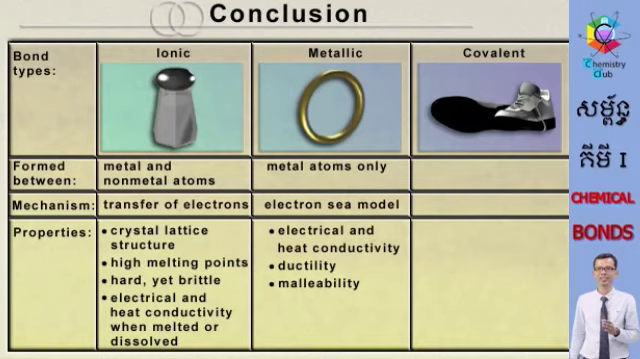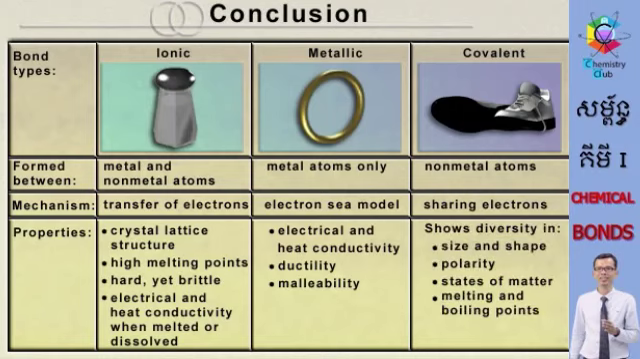Finally, covalent bonds form between nonmetal atoms, creating molecules. Although they have weaker bonds than ionic compounds, molecules formed by covalent bonds show an incredible variation in properties, including size, shape, and physical properties.